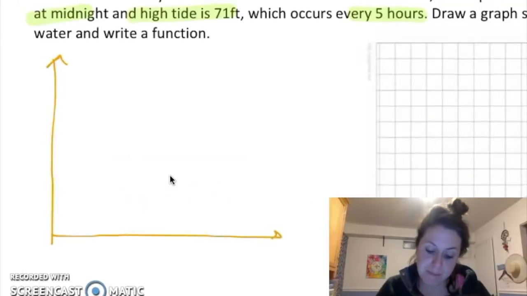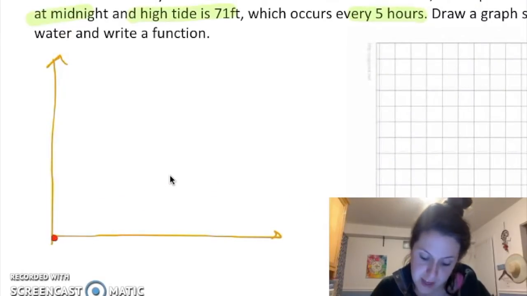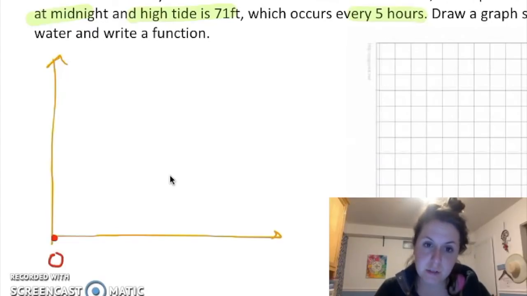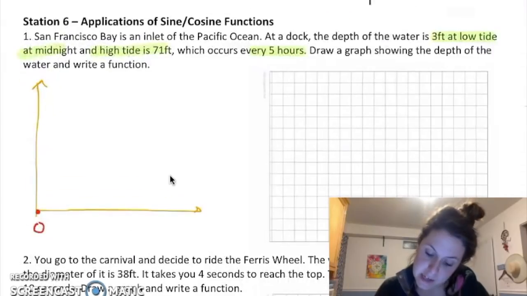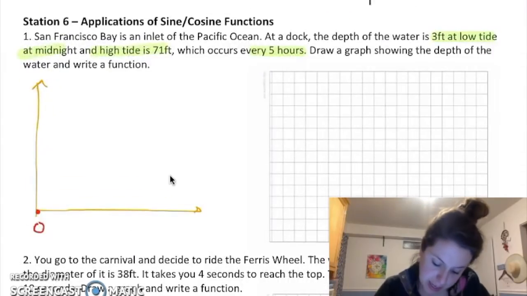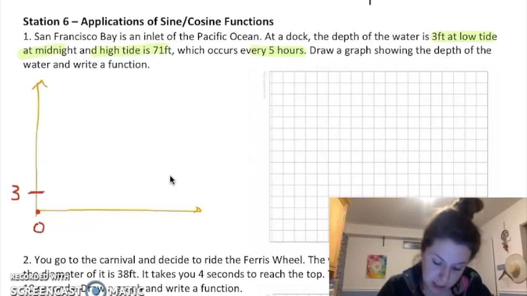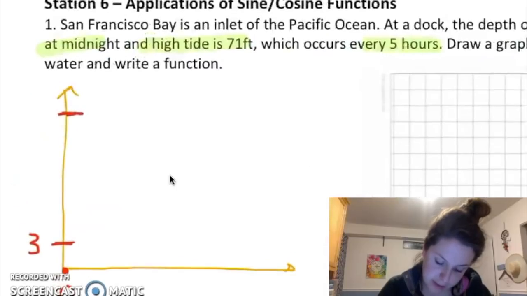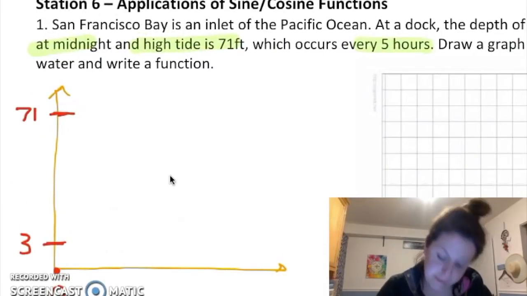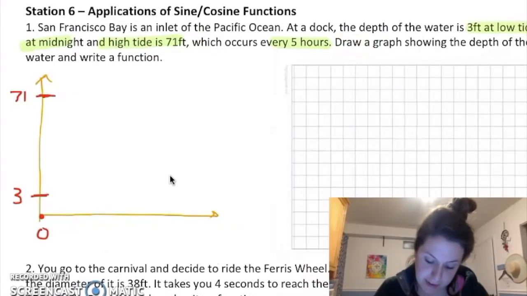So I know that at midnight, so let's consider this time midnight, time equals 0, that this would be at low tide, right? So it says the water is at low tide at midnight, and that is at 3 feet. So that's going to be 3, okay? High tide is 71 feet, which occurs every 5 hours. So this is 71 feet, and that occurs every 5 hours.